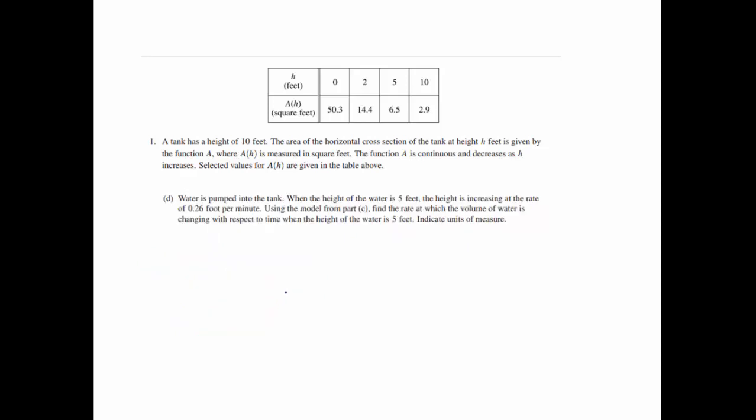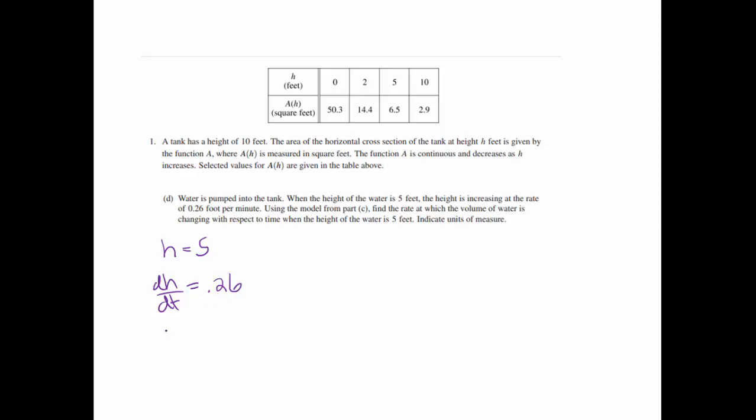Okay, for part D, it says water is pumped into the tank. When the height of the water is 5 feet, the height is increasing at the rate of 0.26 foot per minute. Using the model from part C, find the rate at which the volume of water is changing with respect to time when the height of the water is 5 feet. Indicate units of measure. Okay, this looks like a related rates problem because of what they are giving us. So I'm going to write down my information. They gave me the height is 5. They told me how fast the height was increasing. So I'm going to put that as dh dt equals 0.26.